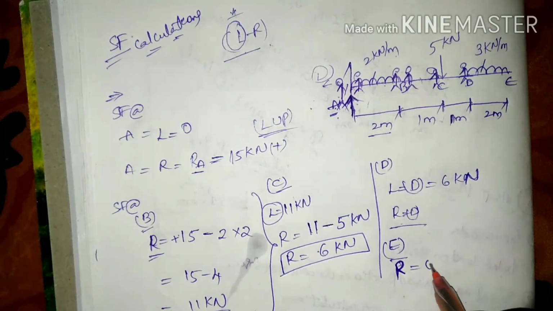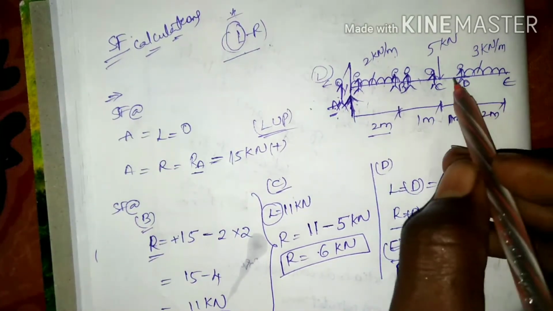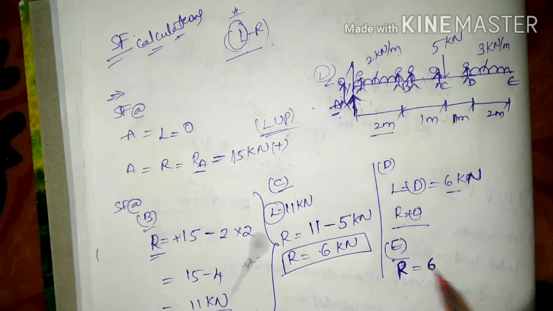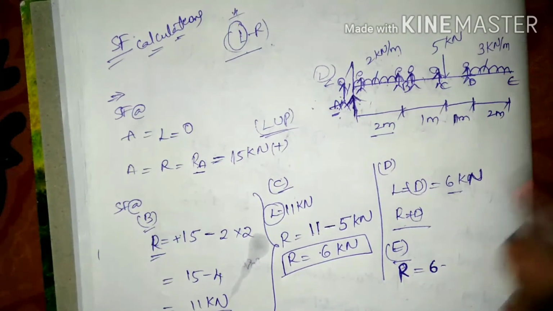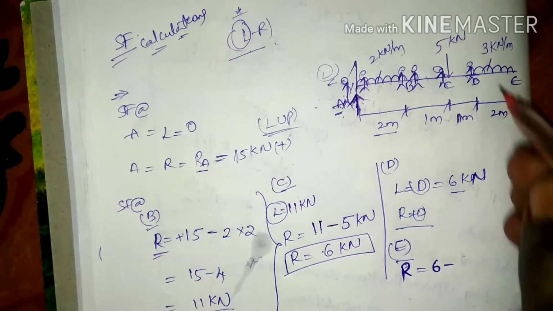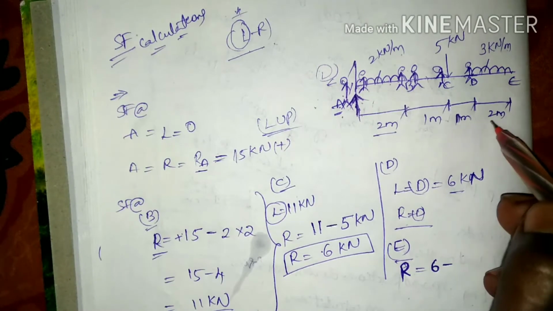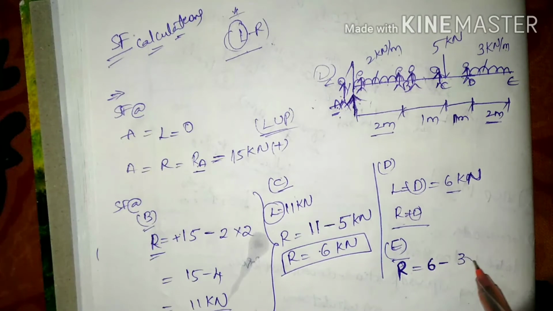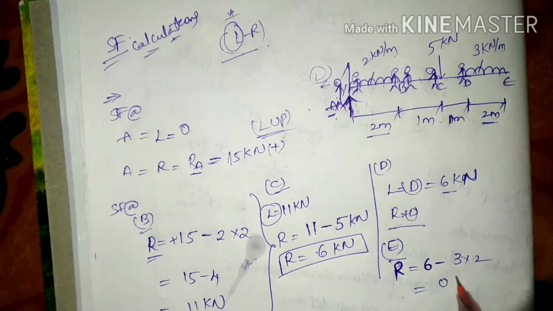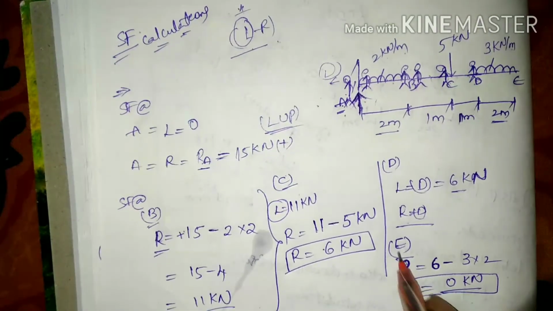so I remain with the 6 kilonewtons up to D left, so that after the loading of UDL, the magnitude of UDL is 3 kN per meter, and when it is converted to a point load, that is 3 into 2, that is going to be 6 kilonewtons. And for the right of E, we are having 0 kilonewtons.